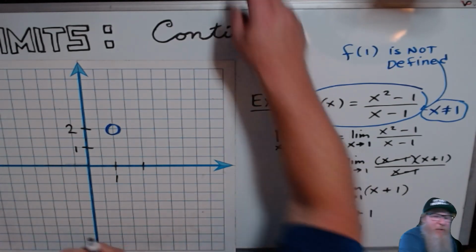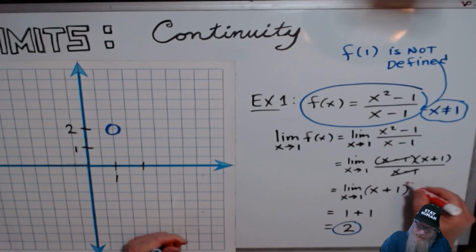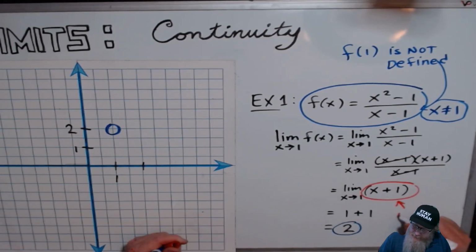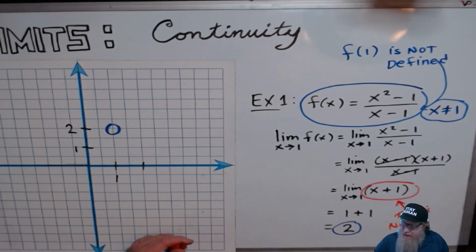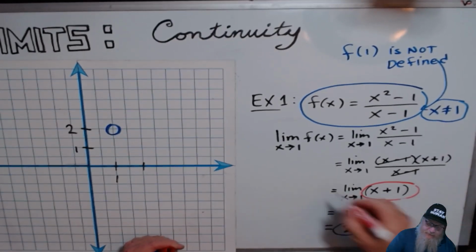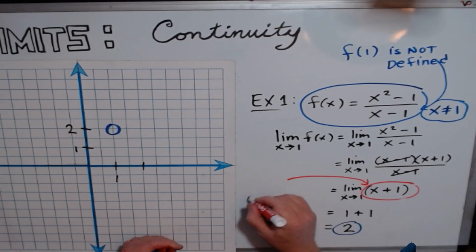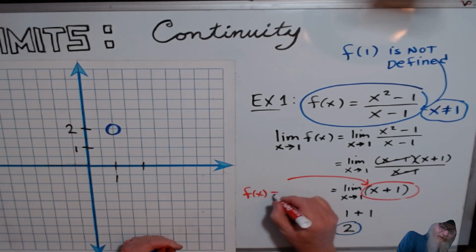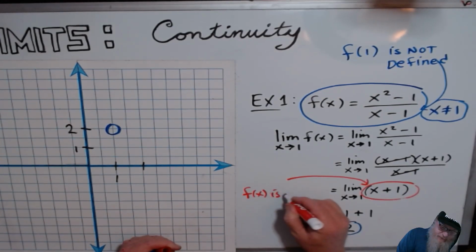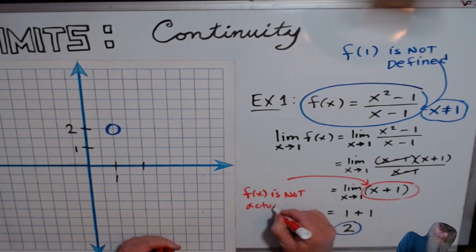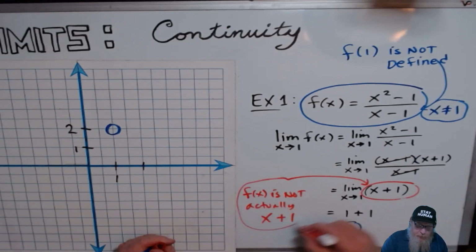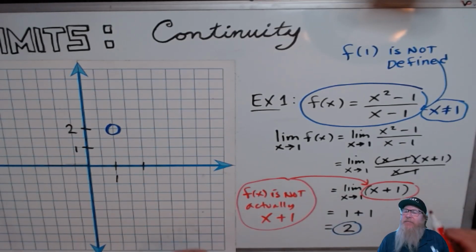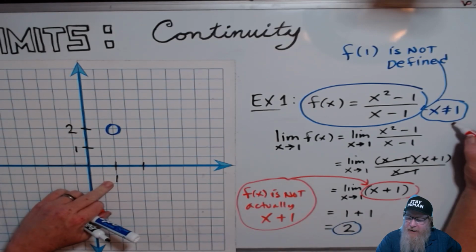So this is not really f. Like, you can't see that. I'll put it over here. f is not really x plus 1. So x plus 1 is a representative of f everywhere except at 1.